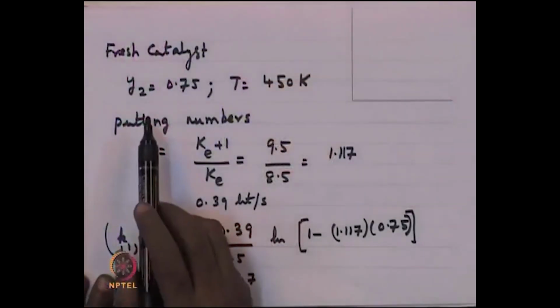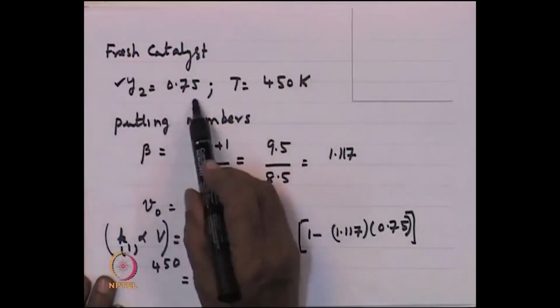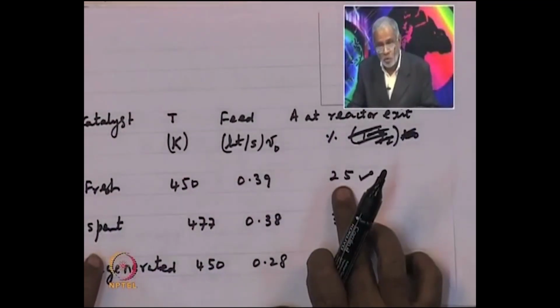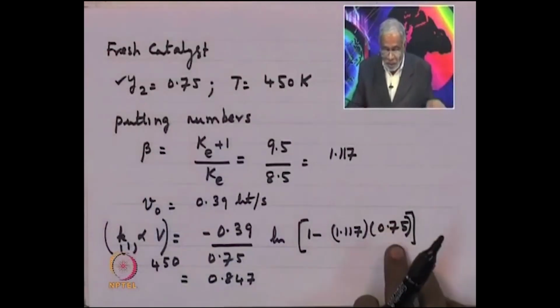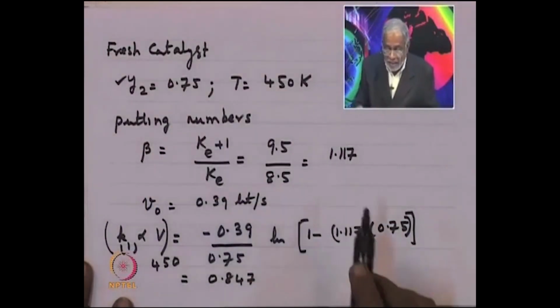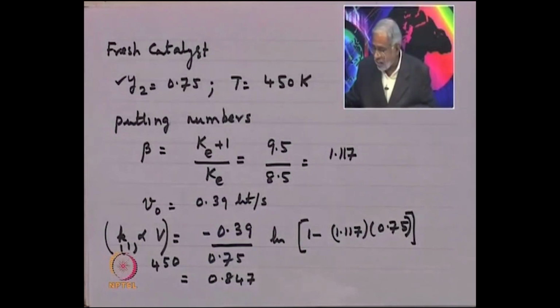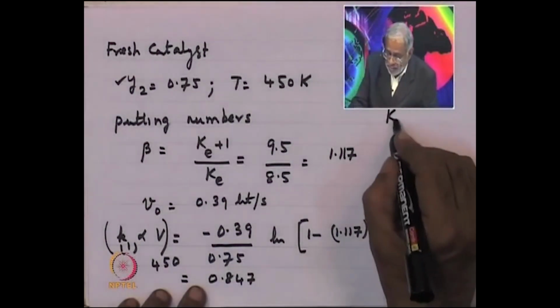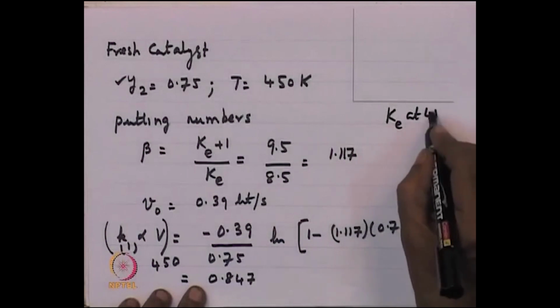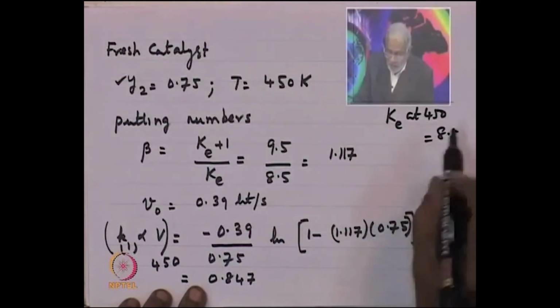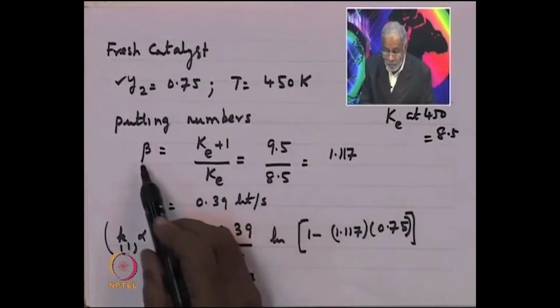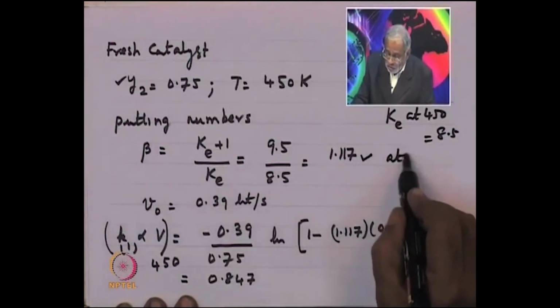Now that we know all this, we are in a position to make an evaluation of the data that is given to us. So, let us evaluate the fresh catalyst. For the fresh catalyst, Y2 is given as 0.75; it is given as 25%, therefore 0.25, and 1 minus 0.25 is 0.75. Now beta is (Ke plus 1) by Ke, beta values are given. You can see here our equilibrium constant Ke at 450 is given as 8.5, therefore 8.5 plus 1 is 9.5, therefore beta is 1.17 at 450.